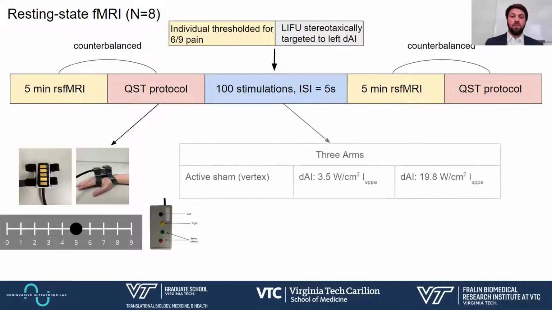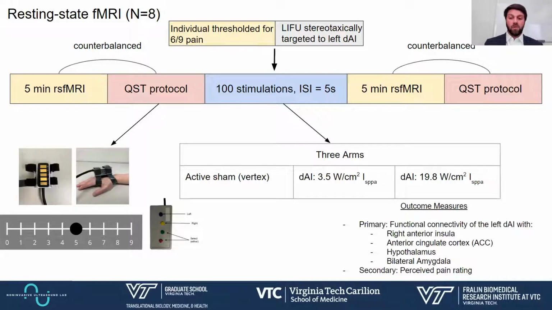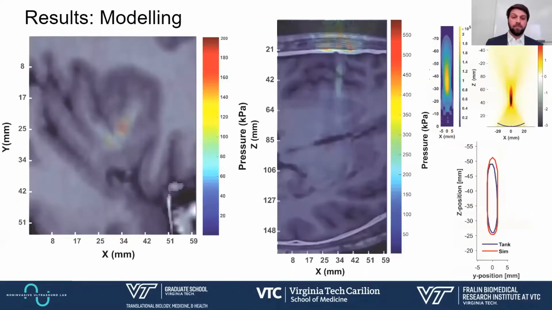Participants then were delivered 100 stimulations with a fixed ISI of 5 seconds, and they were randomized into one of 3 arms, either an active sham to the vertex or one of 2 intensities. This was then followed up with another counterbalanced 5-minute resting state and QST probe. Our primary outcomes were functional connectivity of the left DAI with the right anterior insula, the anterior cingulate cortex, the hypothalamus, and the bilateral amygdala. Secondary outcomes were perceived pain rating.